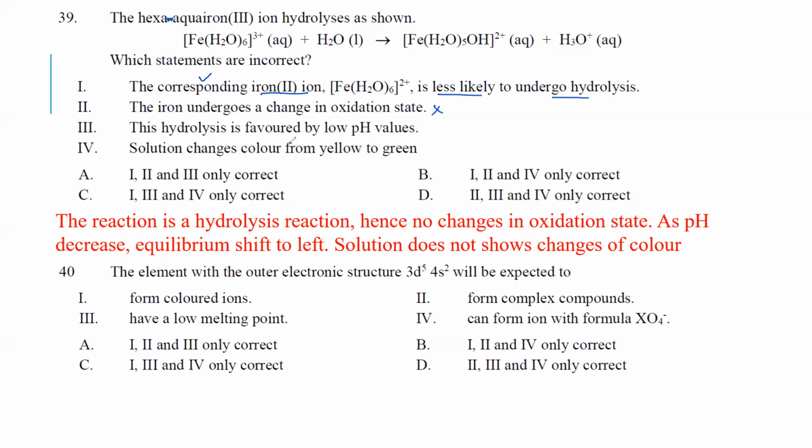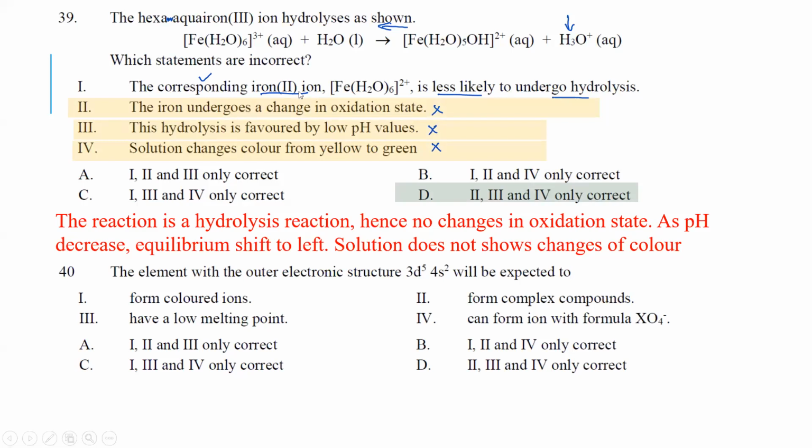Hydrolysis is favored at a low pH value. But when you have a low pH value, the equilibrium will shift to the left, so that is why it is not true. And the solution changes from yellow to green, which is not true because there are no changes in oxidation state. We are looking for not true, so 2, 3, and 4 are not true. The best answer in here is D.